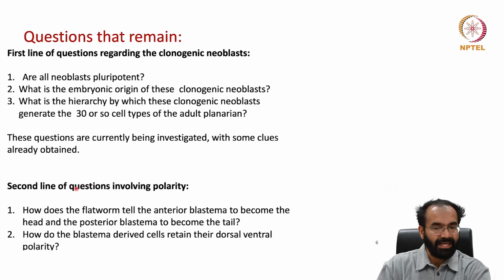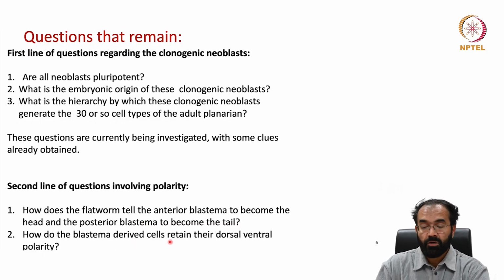Let us think about a second line of questions regarding polarity. How does the flatworm cause the anterior blastema to become the head and the posterior blastema to become the tail? How is it possible? How do the blastema-derived cells retain their dorsoventral polarity? The dorsal side has the dorsal structure, the ventral side has the ventral structure. How is it possible? Who is guiding them?